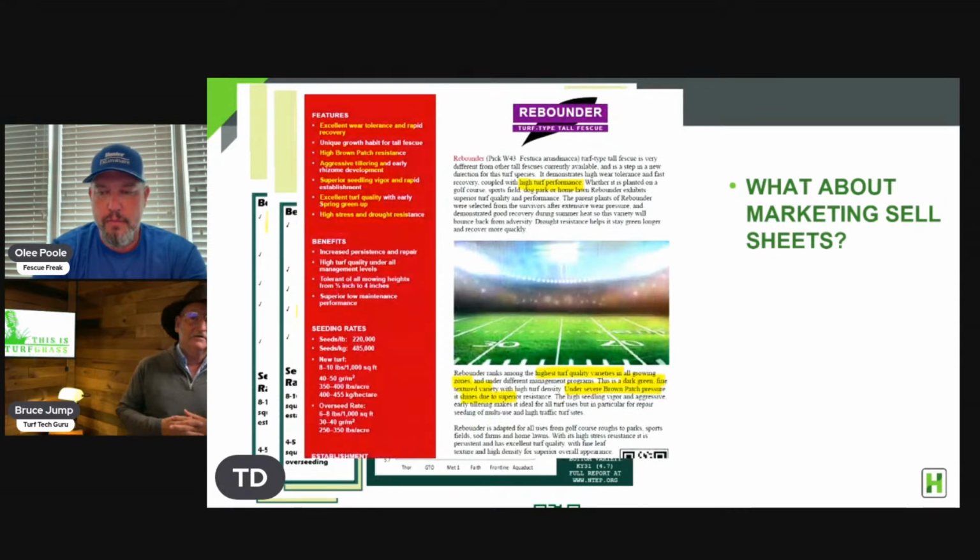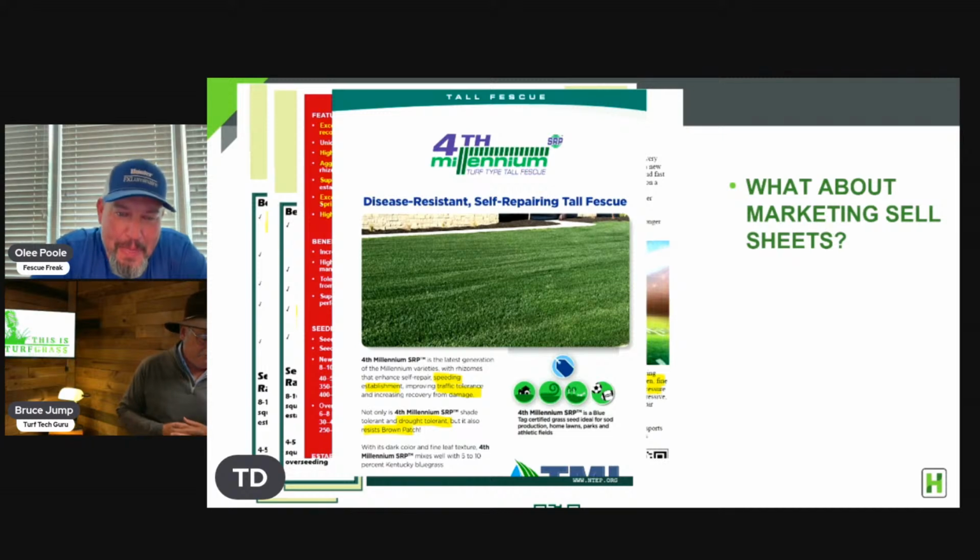How about another one? This is one called Rebounder. Got highlighted in yellow. Excellent wear tolerance. Recovery, high brown patch resistance, aggressive tillering, excellent turf quality. Under severe brown patch pressure, it shines due to its superior performance. Do you notice a trend here, Ole? They all sound wonderful. They do sound wonderful.